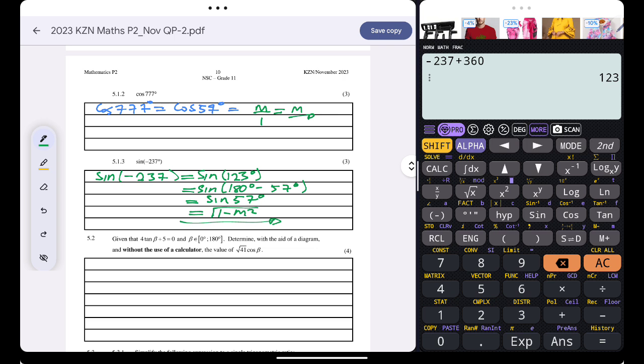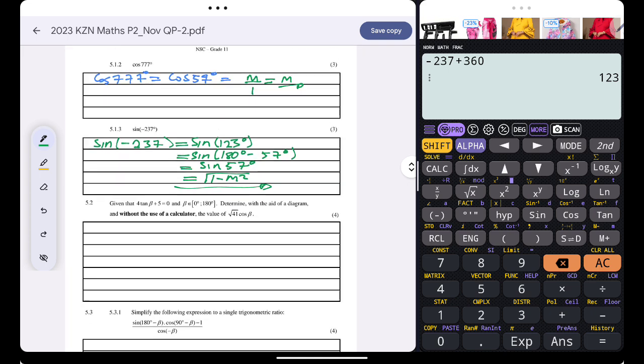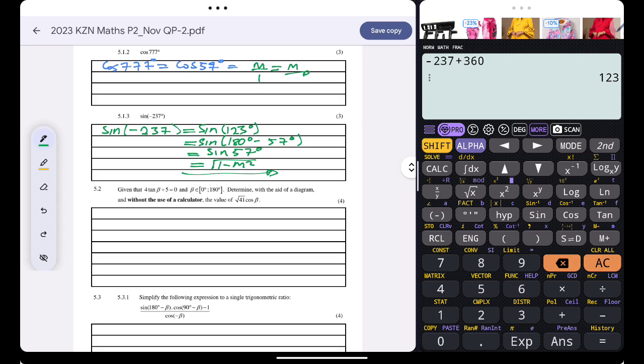Okay, and now I'm told that 4 tan beta plus 5 is equal to 0, where beta is an angle found between the first and second quadrant, right? Determine, with the aid of a diagram and without the use of a calculator, the value of the square root of 41 plus cos beta.